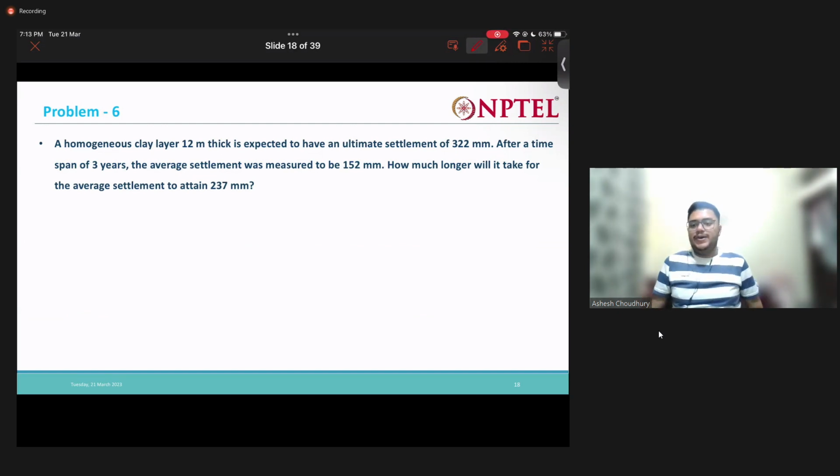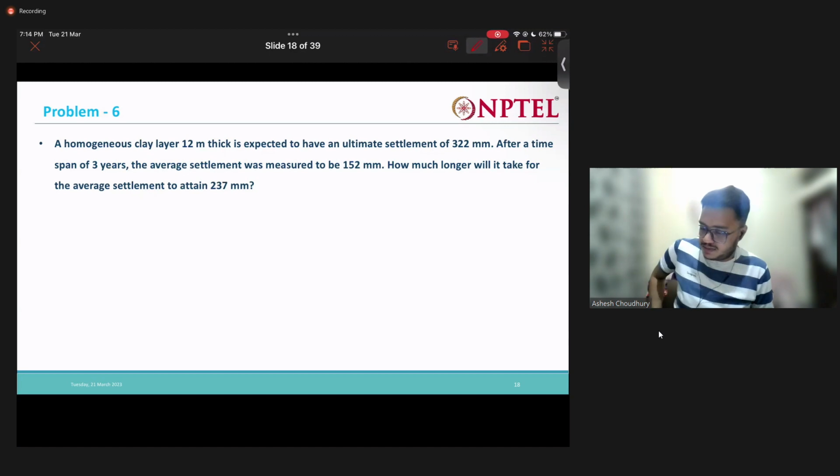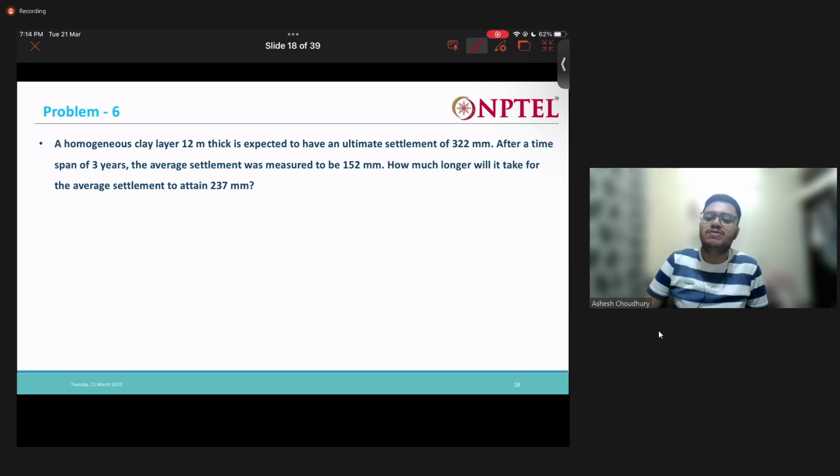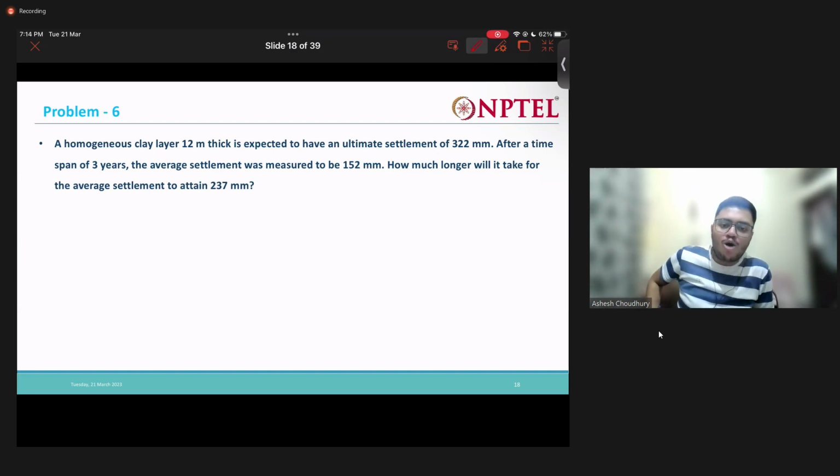Okay, so the next problem. A homogeneous clay layer 12 meter thick is expected to have an ultimate settlement of 322 millimeters. So this one is the ultimate settlement of a clay layer 12 meter. After a time span of 3 years, the average settlement was measured to be 152 millimeter. Okay, the average settlement in the layer. How much longer will it take for the average settlement to attain 237 millimeter? We need to obtain this.